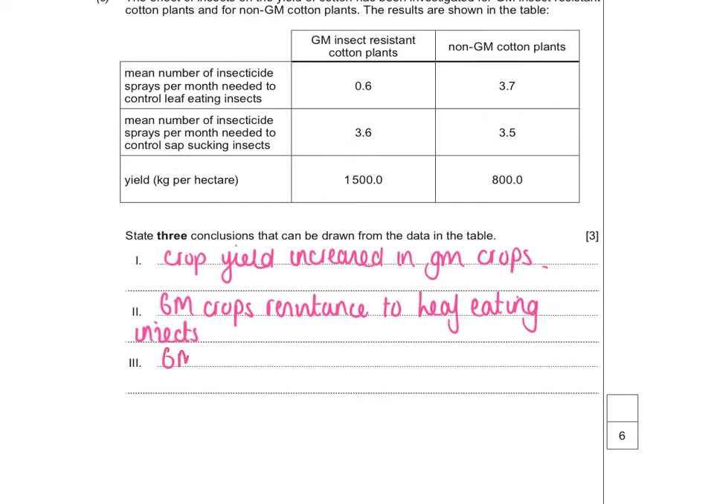So we can say GM crops are not resistant to sap-sucking insects. Okay.